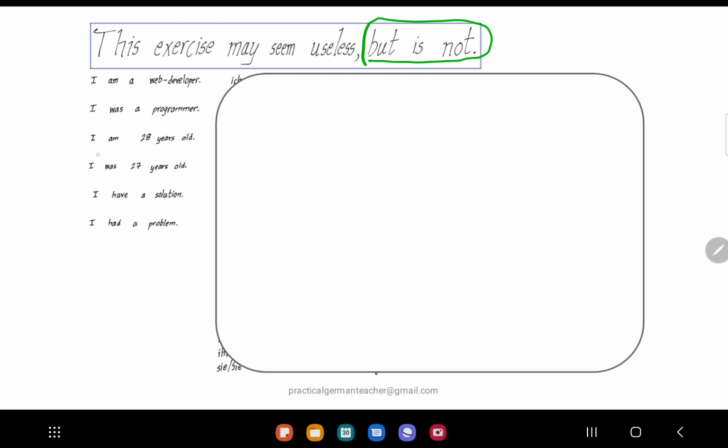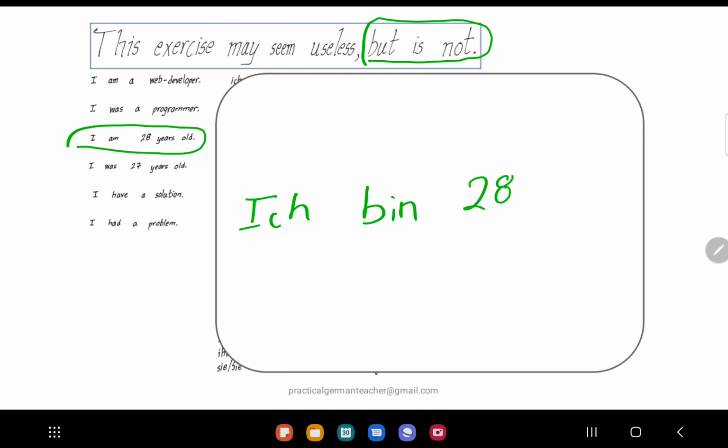So let's say you want to say, I am 28 years old. How will you say that? You know, for am you have to use the verb sein, and sein for ich is bin. Then 28, you can just write it as it is, but in German you will have to say 28 Jahre alt.